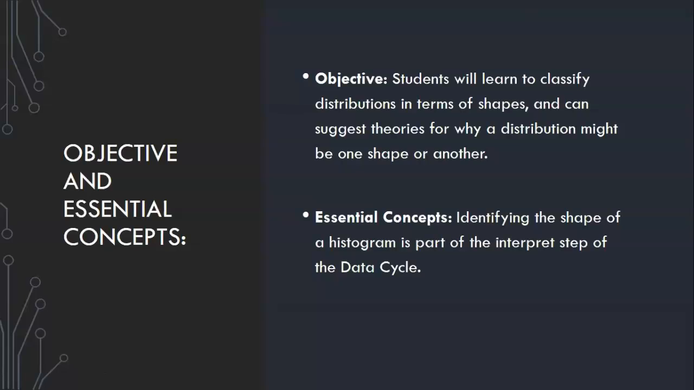Okay, our essential concept for the day is that identifying the shape of a histogram is part of the interpret step of the data cycle. Okay, so we can analyze, right? Data analysis is when we create a histogram with our data, and we'll learn how to do that in our studio. But the interpret stage, that final stage where we are trying to interpret our data to answer questions, right? Being able to identify the shape of a histogram will allow us to answer questions about our statistical question. It'll help us answer the statistical question.